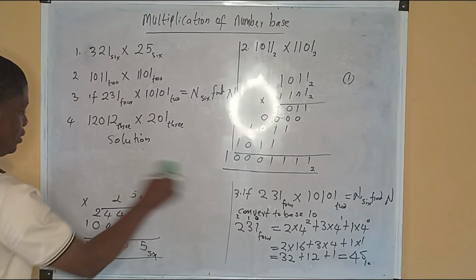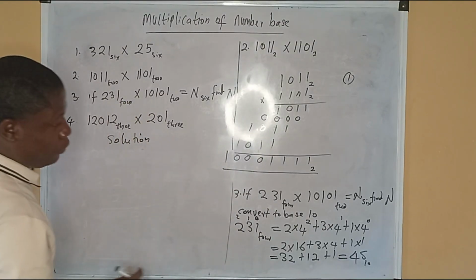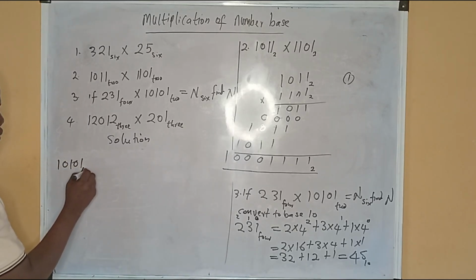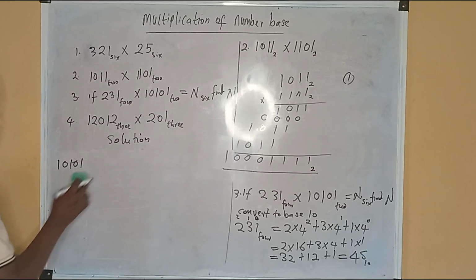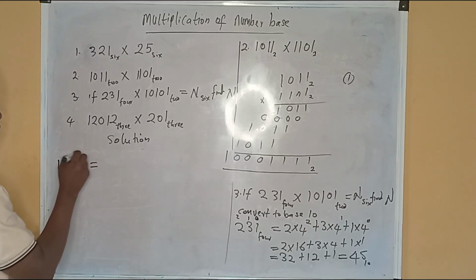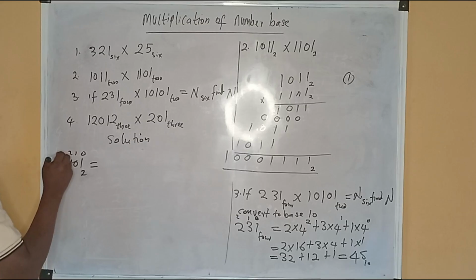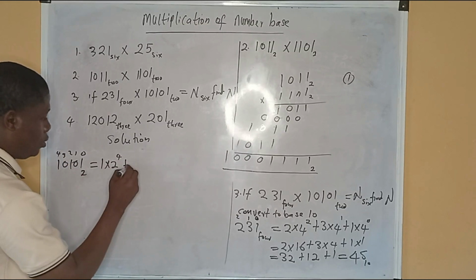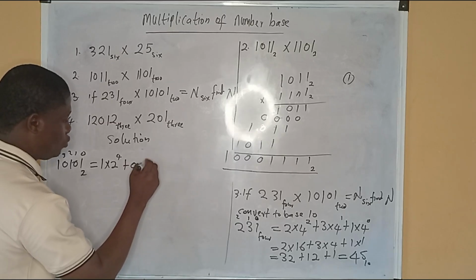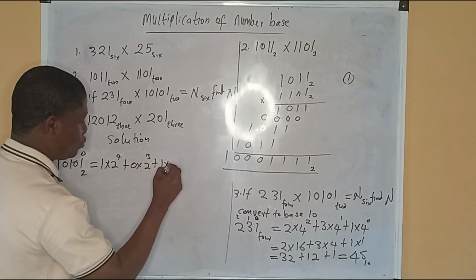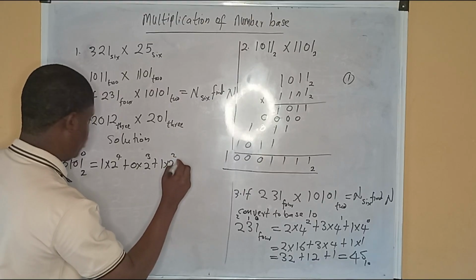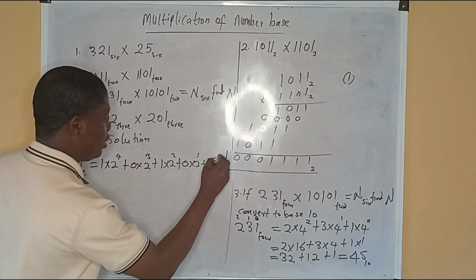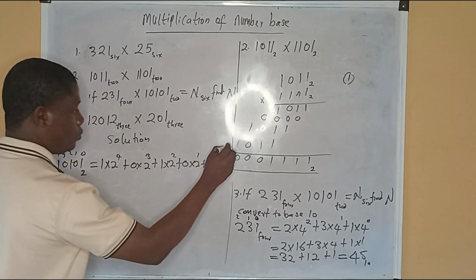Let me clean this side. So we have 10101 in base 2. Let's find out what it is in base 10. This is in base 2, so their place values are 0, 1, 2, 3, 4. So we have 1 times 2 raised to the power of 4, plus 0 times 2 raised to the power of 3, plus 1 times 2 raised to the power of 2, plus 0 times 2 raised to the power of 1, plus 1 times 2 raised to the power of 0.